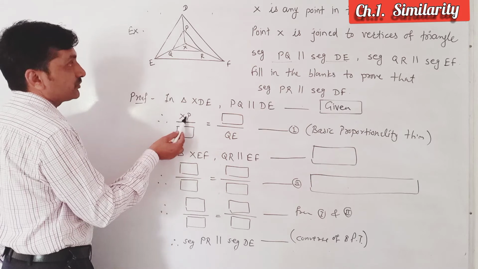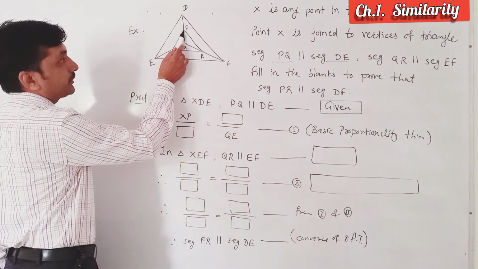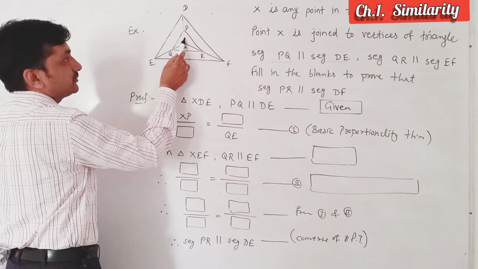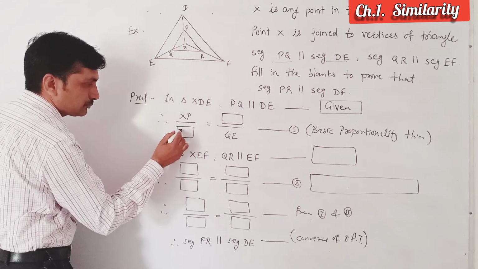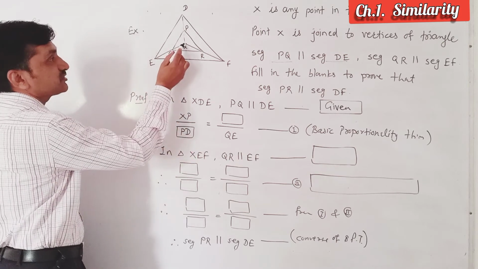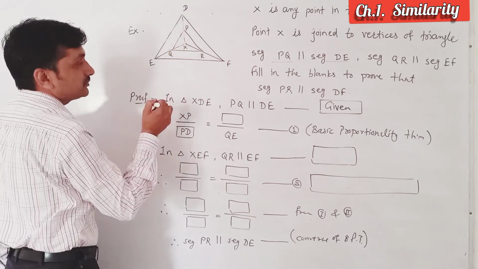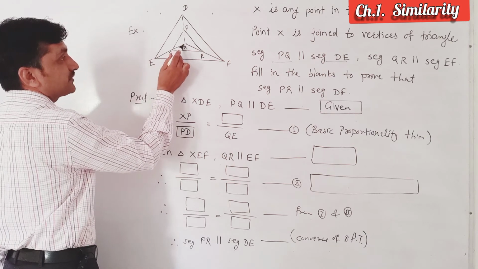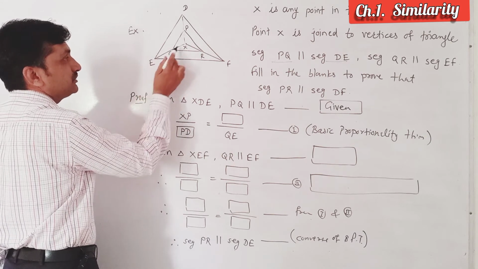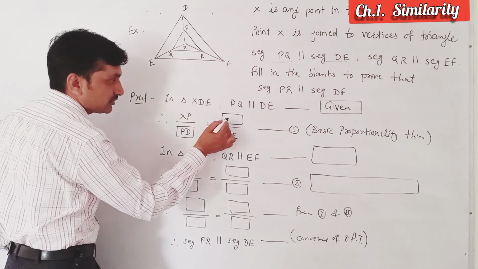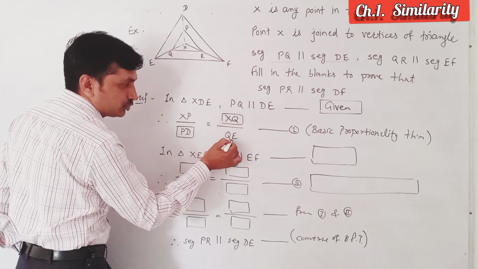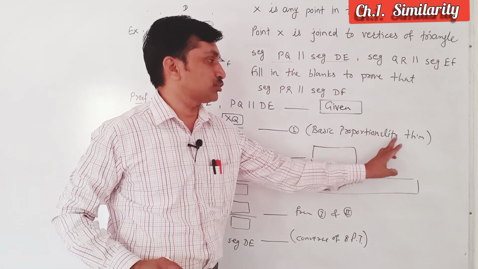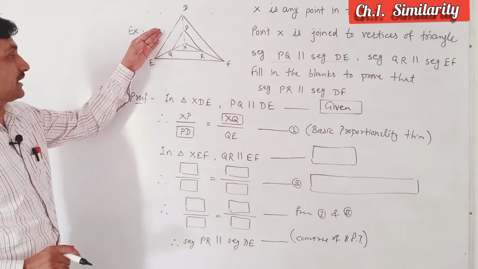Now P is given here, XP. XP upon PD, it will come on the same segment, on the same side. The second ratio will form at Q point here. XQ upon QE. Then here I write XQ upon QE, given by the basic proportionality theorem. Okay, first triangle XDE.